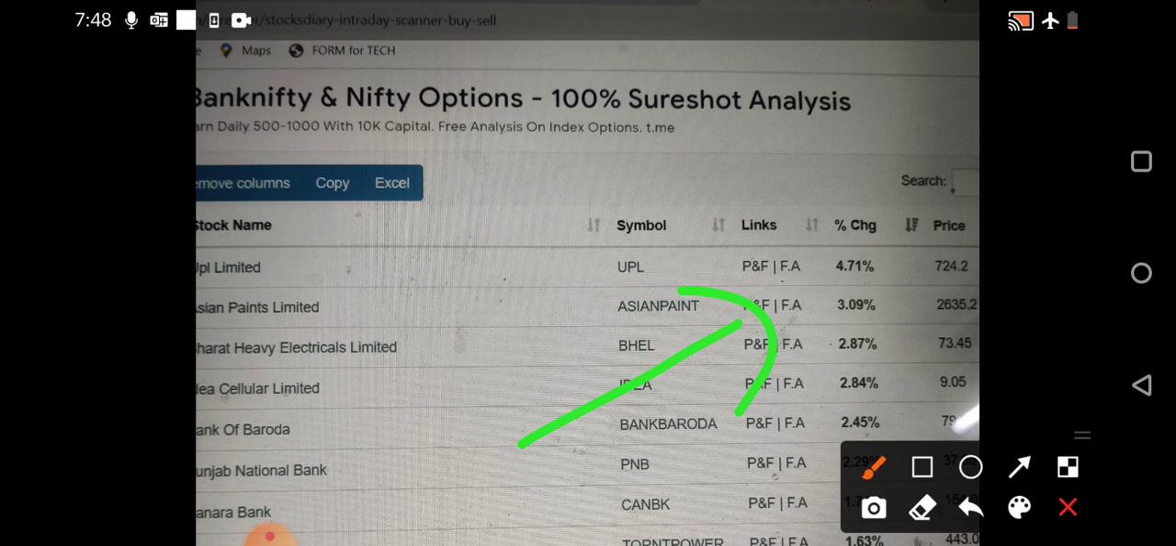What I told you yesterday is that once you run the scanner, you need to select the stocks. From the top 2, I selected UPL. Immediately after selecting UPL, I went to the technical charts and put on the indicator called VWAP. Once VWAP is on, what next? I'll tell you that. So now let's go to the technical charts.